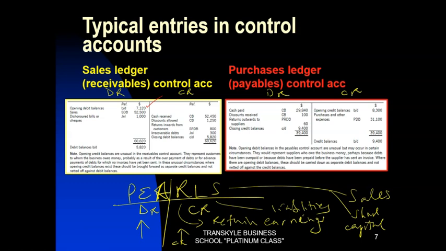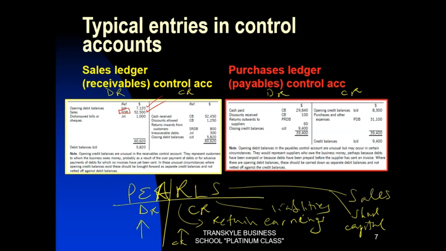Then when we sell more goods on credit, like in this case, they sold goods. This is SDB, the sales day book. The sales day book was saying that they sold goods on credit for 52,500. So our receivables were increasing. This is why we are debiting them. We are increasing the receivables. Are we together?